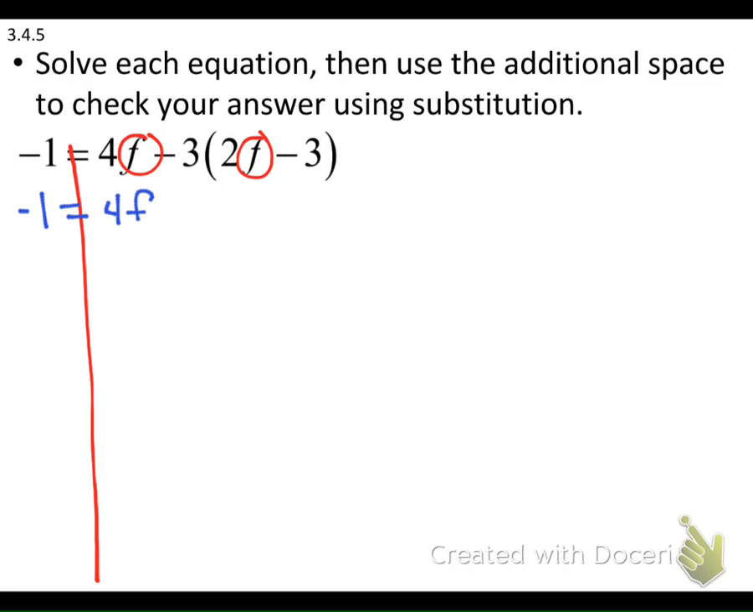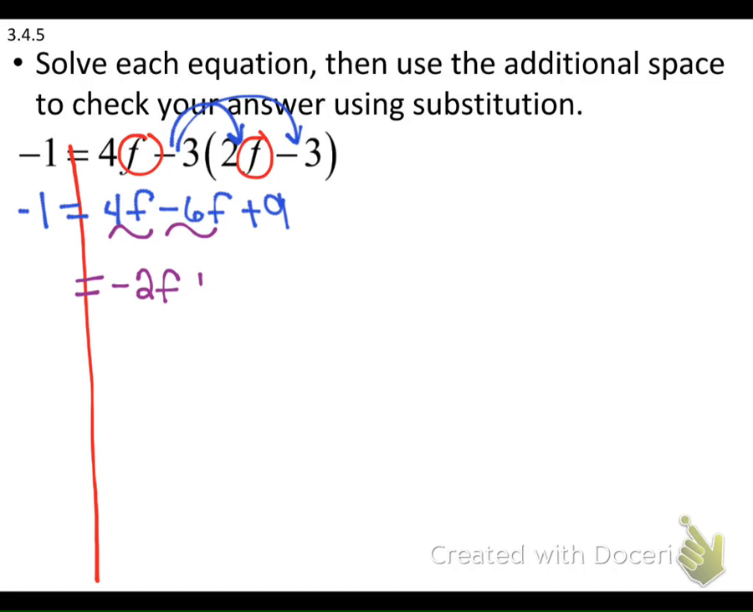So I'm going to go ahead and bring down my negative 1 equals 4f. And then I'm going to distribute my negative 3 times 2f to get negative 6f. And then I'll distribute negative 3 times negative 3, which will equal a positive 9. Once I distribute, the next step is to combine like terms. My like terms in this particular equation will be 4f minus 6f. So 4f minus 6f will be negative 2f.